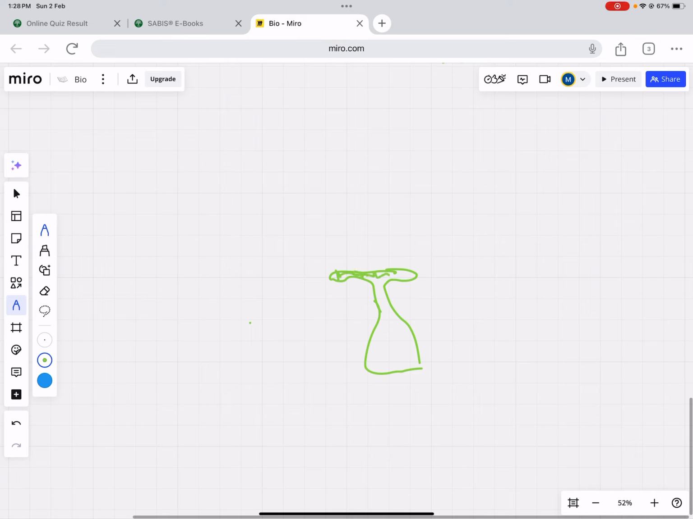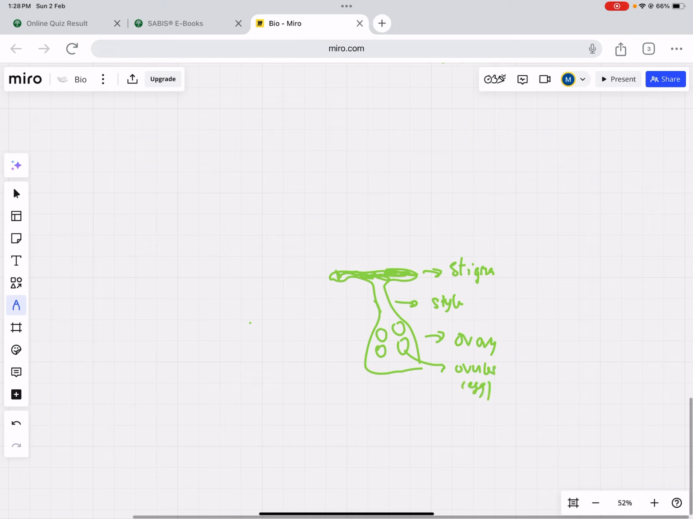Here's going to be the stigma, okay, which is sticky. So this is the stigma, and then this is the style, which holds the stigma in position. And then this is the ovary, and these are the ovules that have the eggs inside.